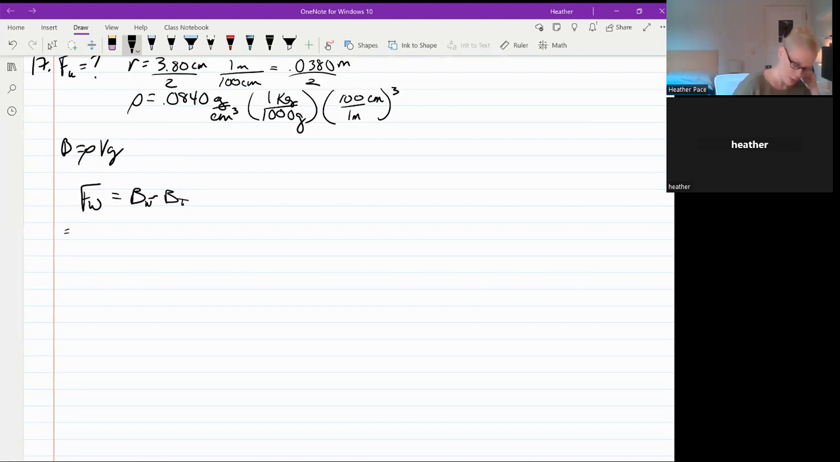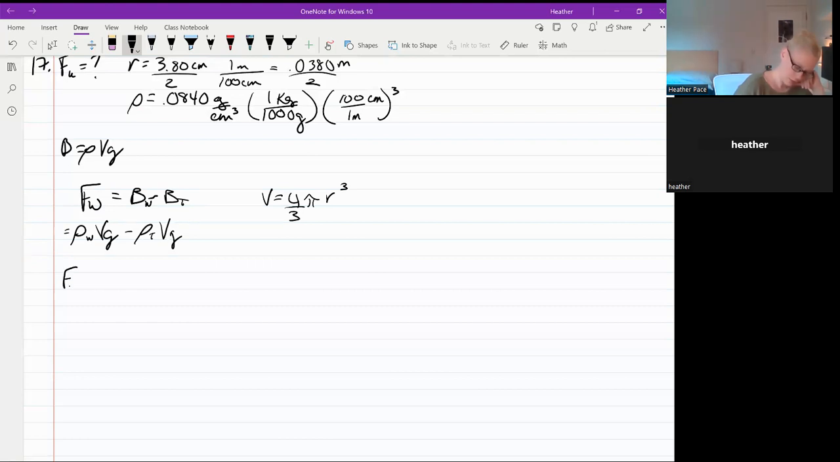So B is rho V g. So we've got water g minus the tennis ball, so rho tennis ball V g. And the volume of the sphere, that will be the tennis ball. So V is 4/3 pi r cubed.